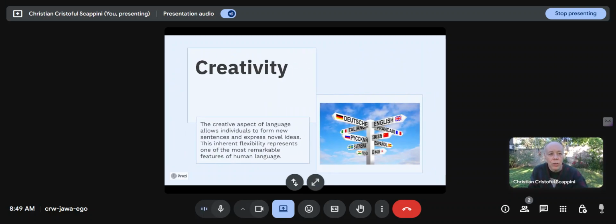The next one is called creativity, but creativity does not have to do with arts, paintings, etc., but it has to do with productivity. Creativity has to do with the fact that we, human beings, are capable of producing an unlimited, an infinite number of sentences. So we can produce new sentences easily.